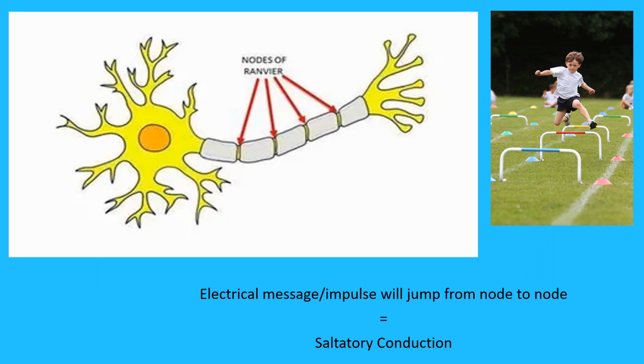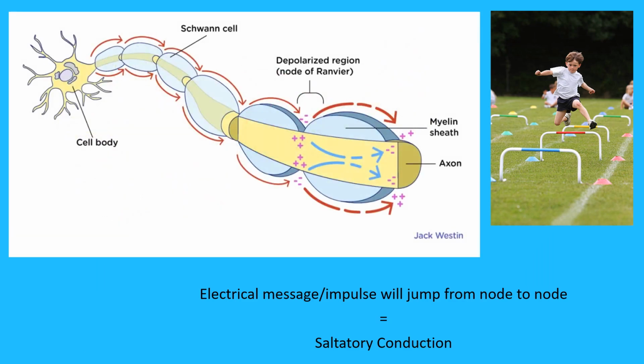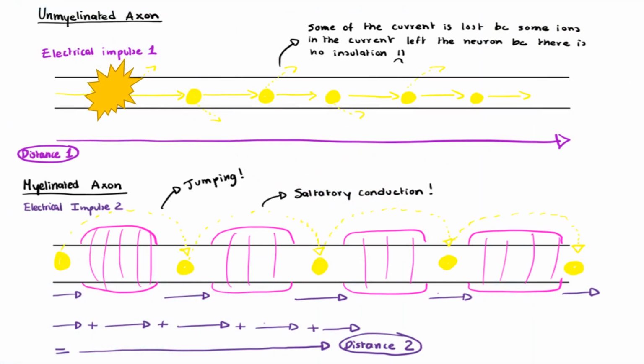This coat of insulation has gaps called nodes of Ranvier. These nodes essentially allow the electrical signal to jump rather than walk. Here's an example. The axon on the top is unmyelinated and the impulse walks across the entire axon. The axon on the bottom is myelinated, and the impulse jumps from node to node.